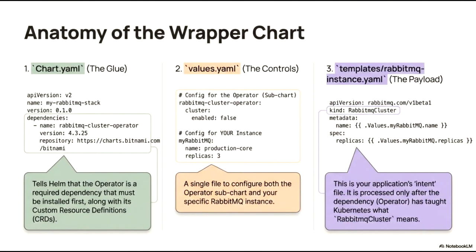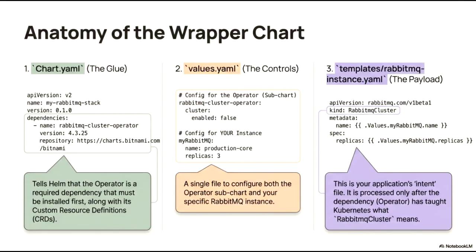To understand the anatomy of a wrapper chart, we examine 3 essential files that work together to deploy complex applications. First, chart.yaml acts as the glue. This file is where we define our dependencies. By listing the RabbitMQ cluster operator here, we inform Helm that this operator, along with its custom resource definitions, must be installed first for the rest of the chart to function correctly.